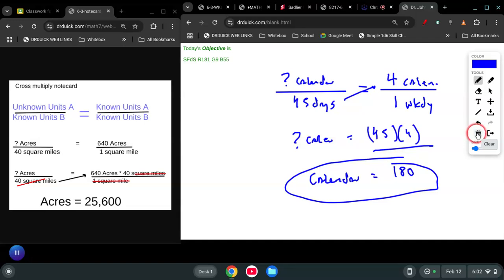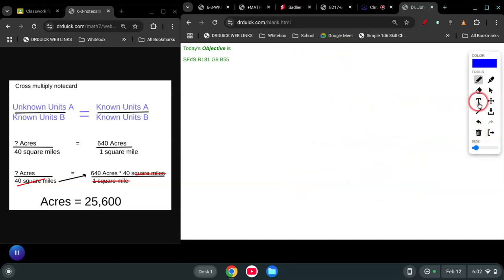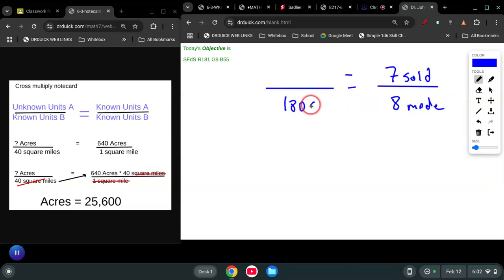He says he sells, this continues on, obviously, 7 out of every 8 calendars. So I'm going to put this equal to this, okay? So I'm going to put down 7 sold for every 8 made. And he made how many? 180 calendars. So he wants to find out how many he sold. Once again, we're always putting the unknown in this one corner. This makes it so much easier to do these problems.